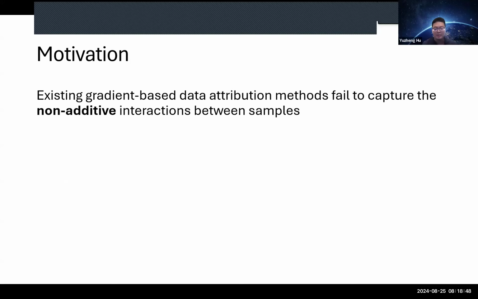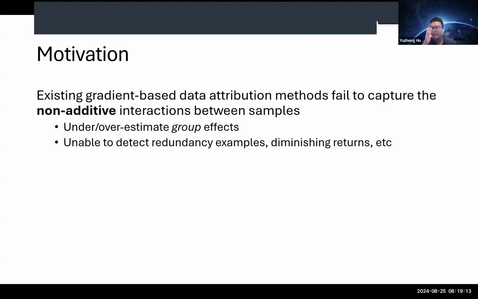So the second paper that I'm going to introduce is called Simfluence. Simfluence was mentioned in the previous reading group, but here I will try to go a little bit more into the details. The motivation of Simfluence is very simple. It says that existing gradient-based data attribution methods fail to capture the non-additive interactions between samples. For instance, we know that influence functions constantly under- or overestimate group effects. At least empirically, this is well known in the literature.